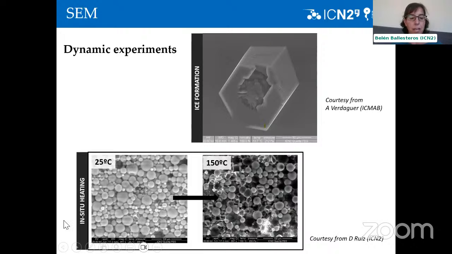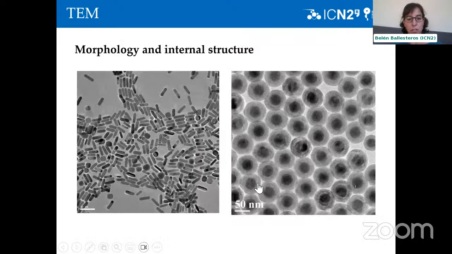Also, we can have a small furnace in our SEM and do in situ heating and see the evolution of our samples with temperature. So this is a sample of some organic spheres, and this is how they look at 25 degrees C. Then if you increase the temperature up to 150 degrees C, you can see that they are collapsing and being destroyed.